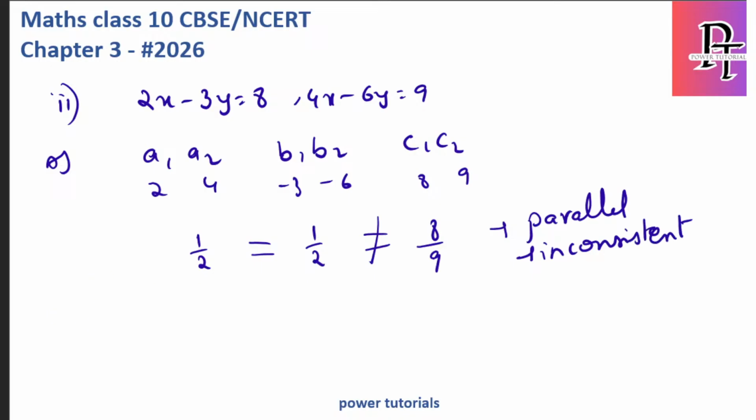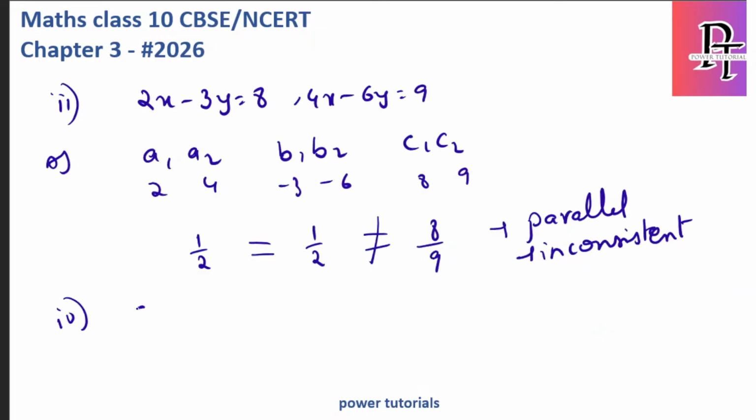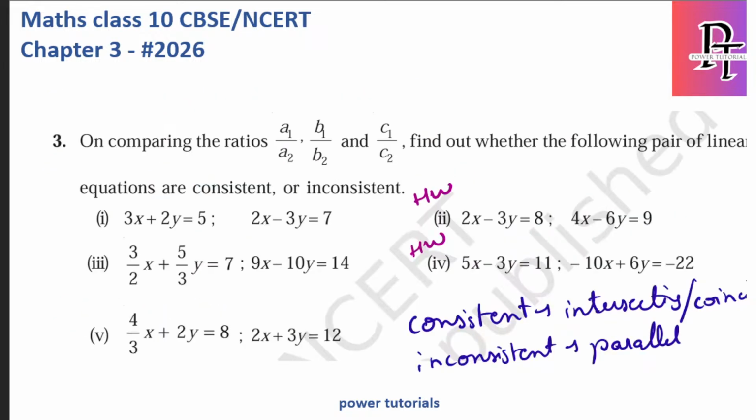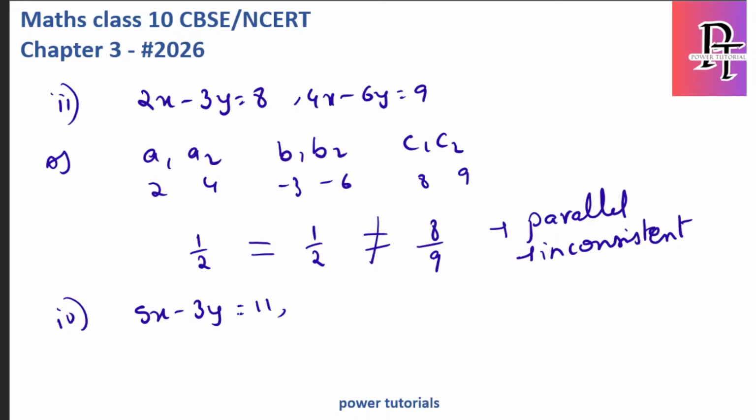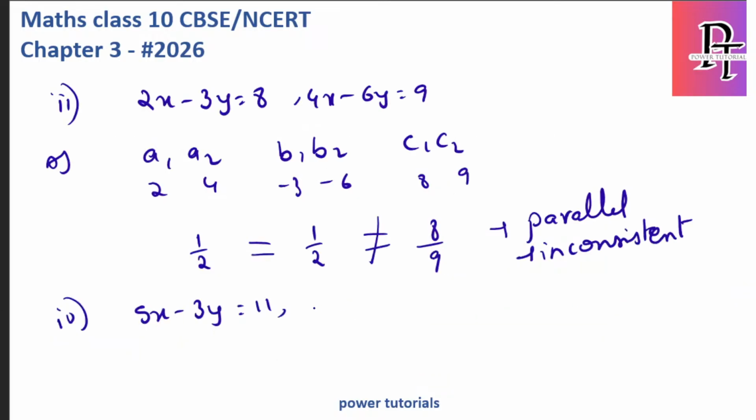Okay, let's see another homework question, the fourth one. I'll write it here. 5x minus 3y is equal to 11. And the second equation, minus 10x plus 6y is equal to minus 22. I'll write it directly. A1, A2: 5, minus 10. B1, B2: minus 3, 6. C1, C2: 11, minus 22.